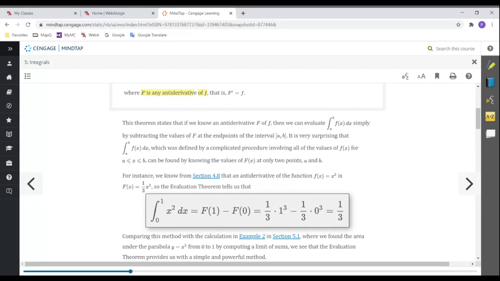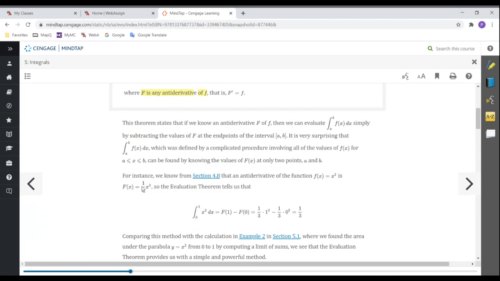Well, the antiderivative of x squared is, as you know, 1/3 x cubed. And so the evaluation theorem says the definite integral from 0 to 1 of x squared dx would just be equal to 1/3 times 1 cubed minus 1/3 times 0 cubed, and that equals 1/3. Okay, that's an example of how to use the evaluation theorem.